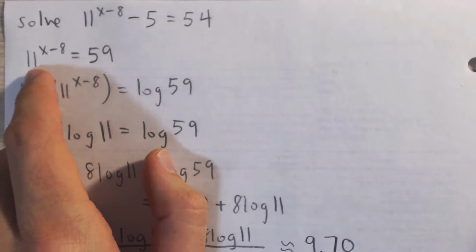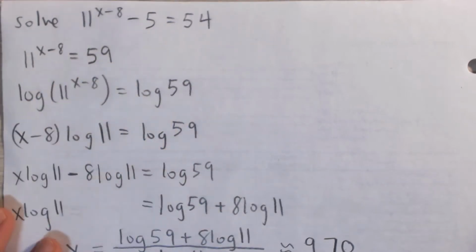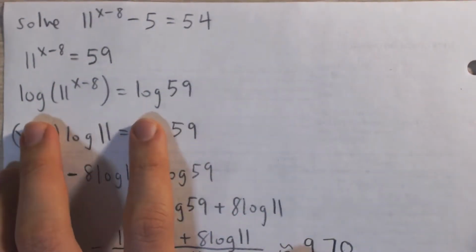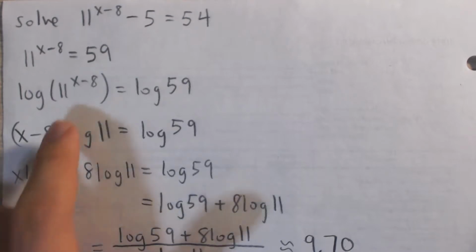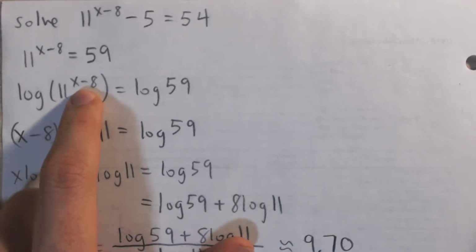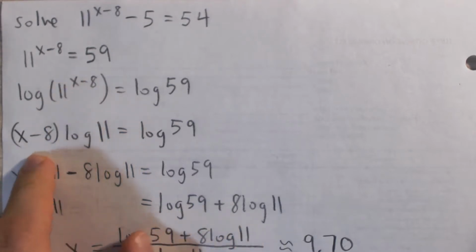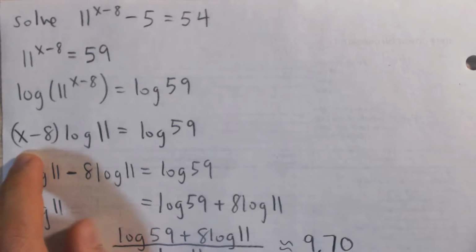So we get 11 to the x minus 8 equals 59. Take the logarithm of both sides. It can be any base, technically, but I use base 10, or you can use base e, the natural logarithm, because they have buttons on your calculator, so that's going to help us for the final answer. Now, again, use the power law of logarithms. Bring this x minus 8 from the power out in front as a coefficient.